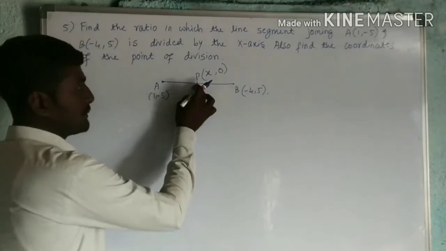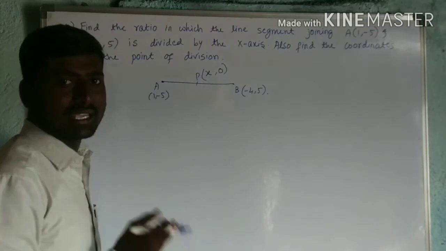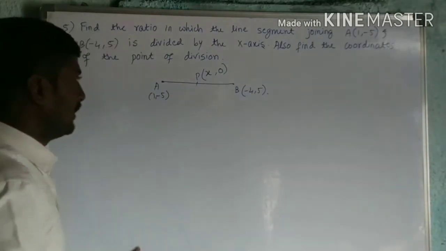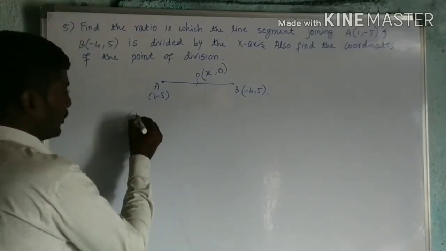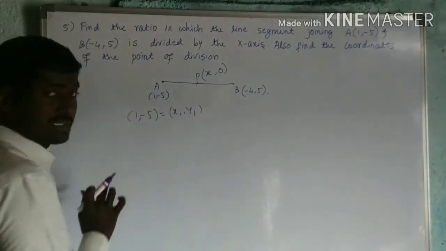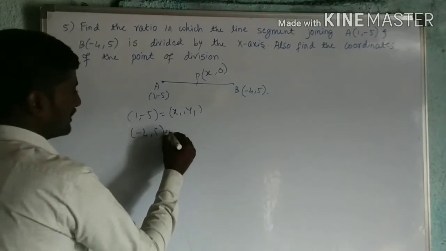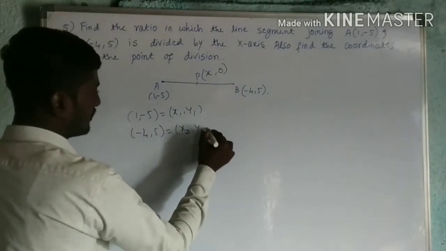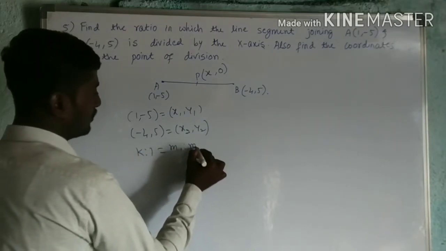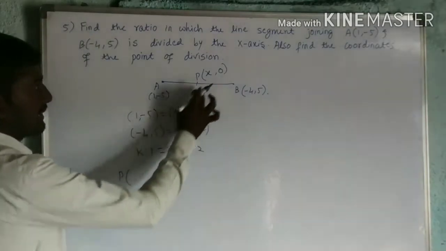Now this point P divides the line segment AB in the ratio k:1. Otherwise you can take m1 and m2 as it is, no problem at all. (1, -5) I will take as x1, y1, the first point, keep it in mind. The second point is B (-4, 5), that is x2, y2. Now the ratio I will take as k:1, that is m1:m2.